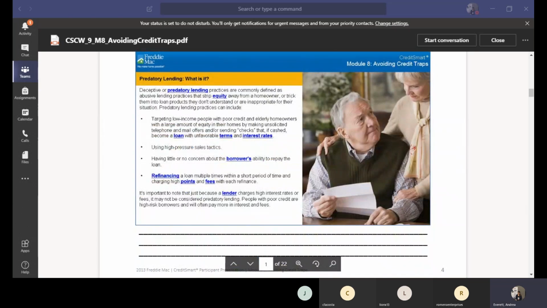Moving on. So some of the terms here that we want to define are predatory lending, which is commonly defined as abusive lending practices that strip equity away from a homeowner. We went through this. Targeting low-income people, elderly. They use high-pressure sales tactics and have little concern about a borrower's ability to repay the loan, okay?